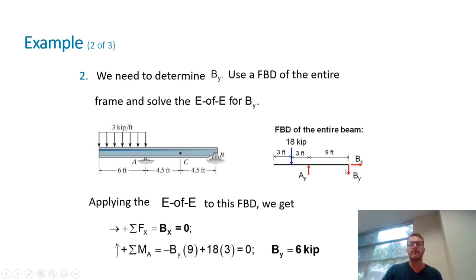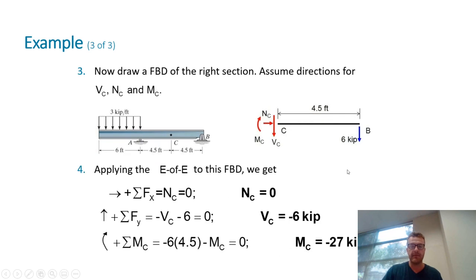So now we have enough information such that when we cut this beam at C, we can have a statically determinate situation. We know that the reaction at B is only the 6 kip force, which is directed downward. We know that from point C to B, that's 4.5 feet. We draw in our unknown shear, our unknown normal, and our unknown bending.